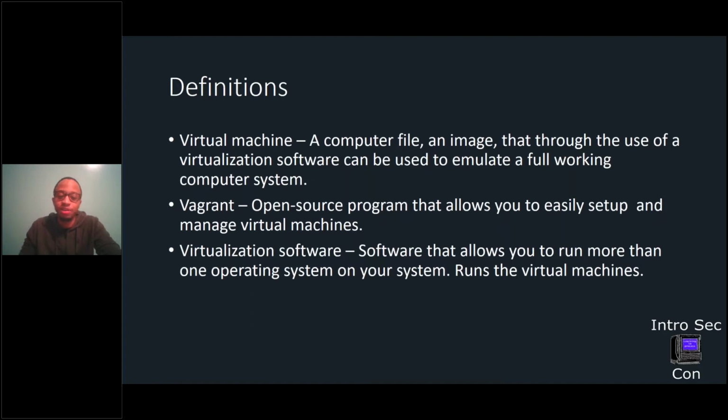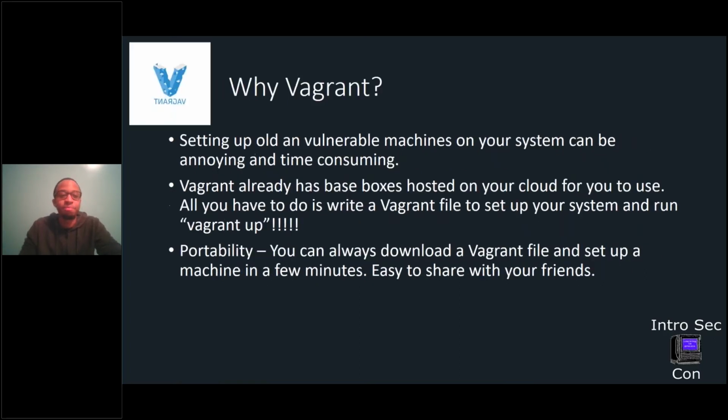Virtualization software is software that allows you to run more than one operating system on your system, I'll show you later on. It actually makes those files, the images, act like a machine. So why did I choose Vagrant? Why did I go the other way?